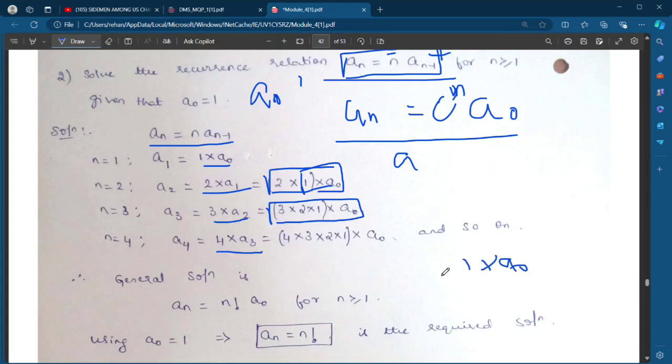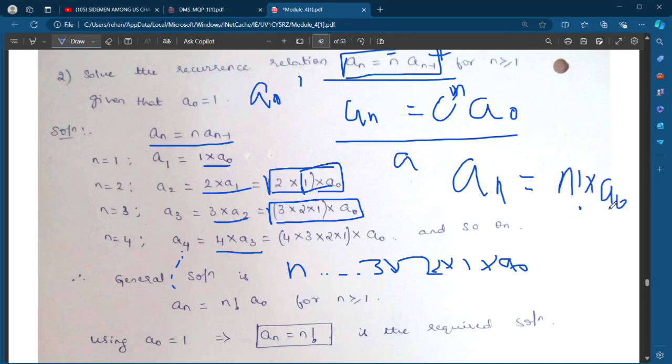So on, if I go, you can see a naught will be there, here 1 into 2 into 3, so on up to n. So we know that 1 into 2 into 3 into 4, so on up to n, is nothing but n factorial. So I can simply write an is equal to n factorial into a naught. In the question, a naught value is given, which is 1. So n factorial into 1 is again nothing but n factorial. So the general solution is an is equal to n factorial.